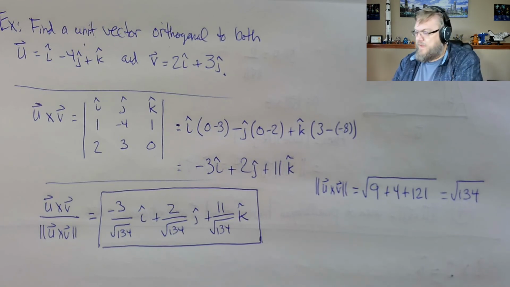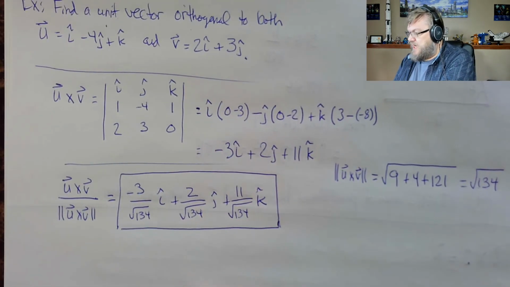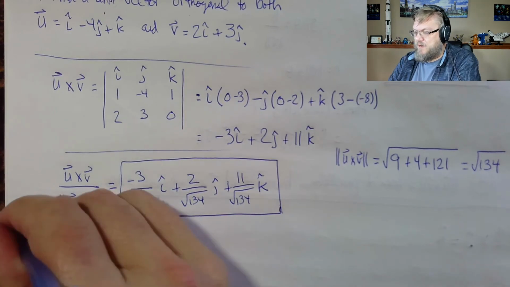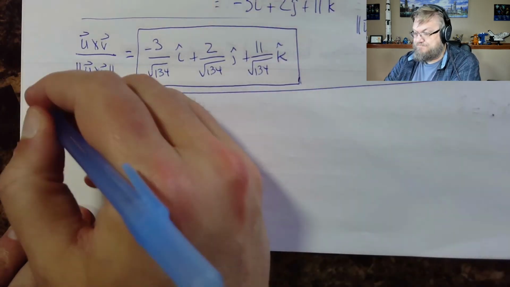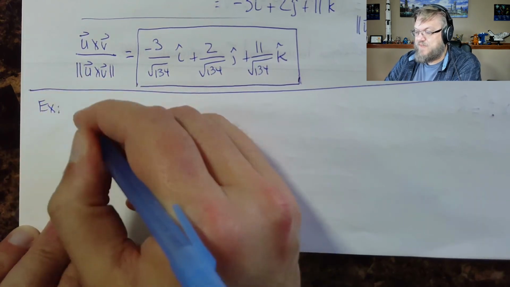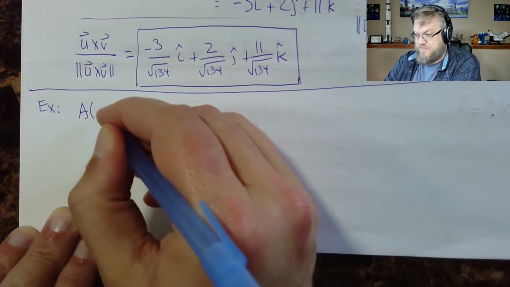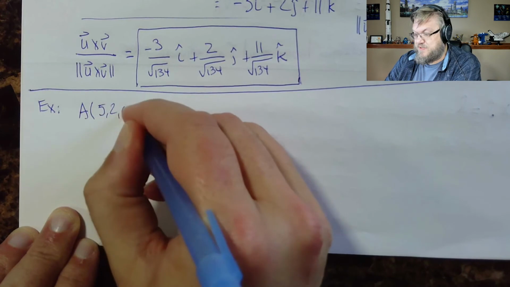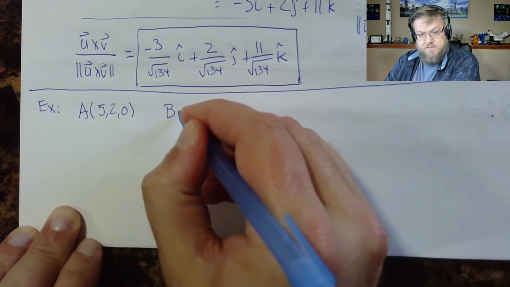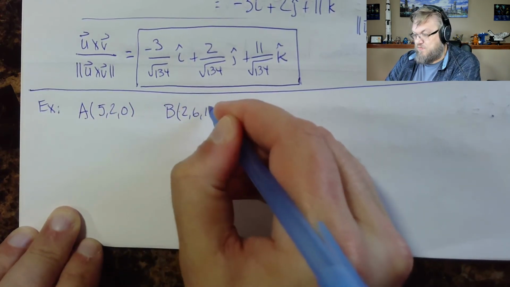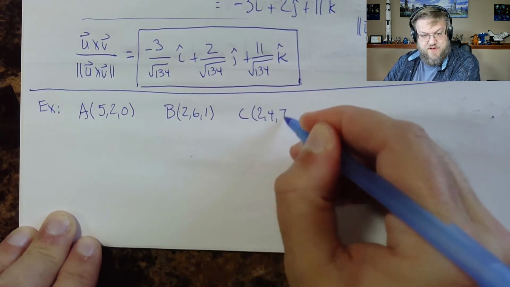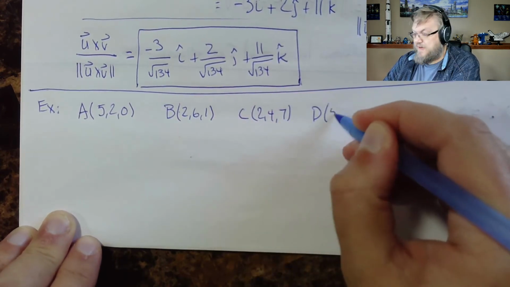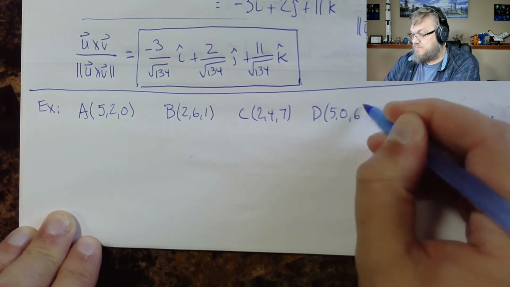Okay. Yeah, so here's a little geometry problem. They're going to give you the vertices of a quadrilateral. So we have A, which is 5, 2, 0. We have B, which is 2, 6, 1. We have C, which is 2, 4, 7. And we have D, 5, 0, 6.